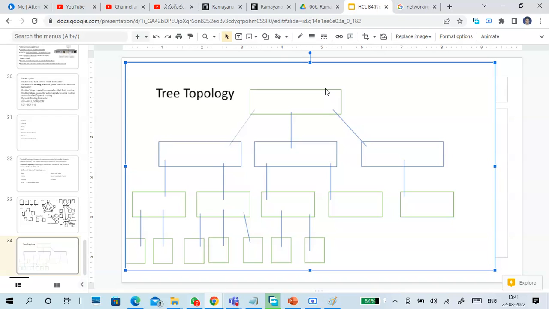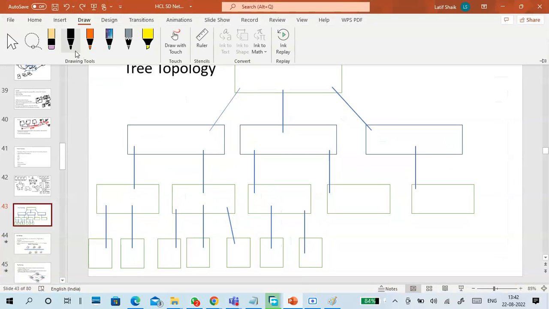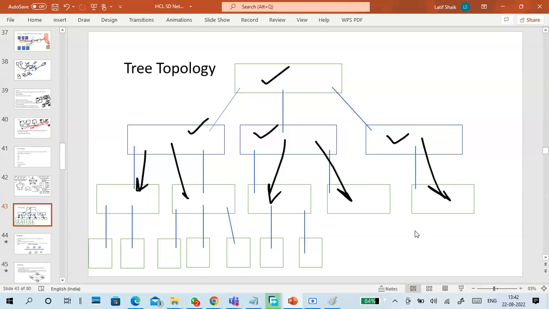Tree topology is basically a hierarchical type, meaning there is one single main core server, core router, or core switch, and it is connected to multiple devices. Like one main switch is connected to 10 switches. It distributes the information like this, and each one is connected to other switches like a chain, only hierarchical type. So we can create a very large network with this kind of topology.